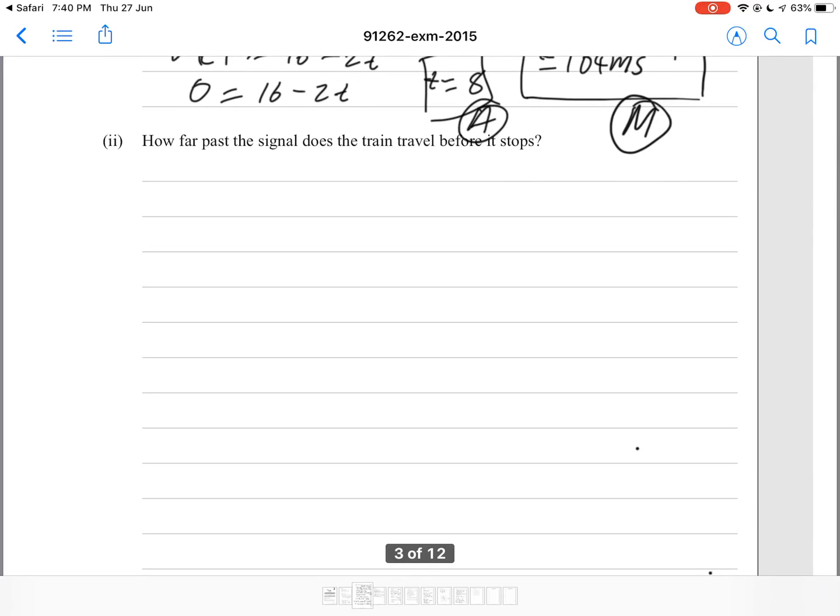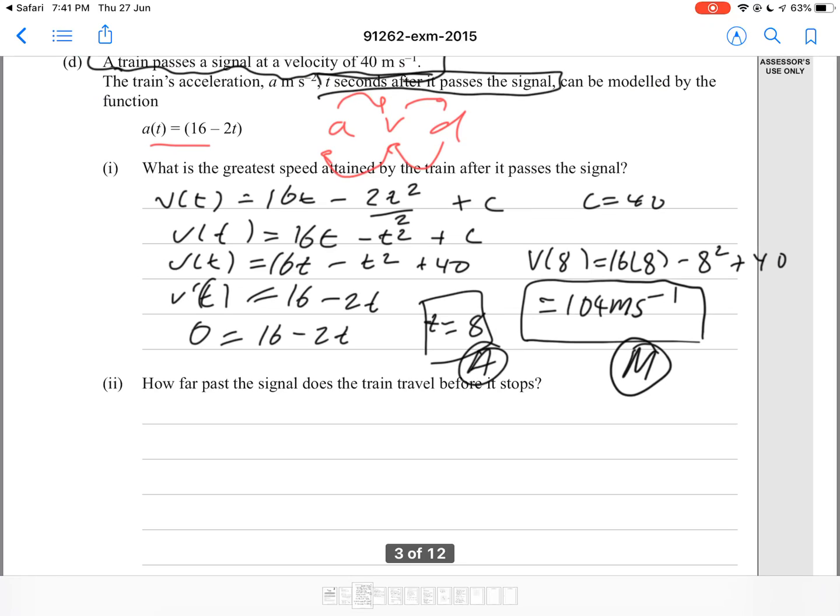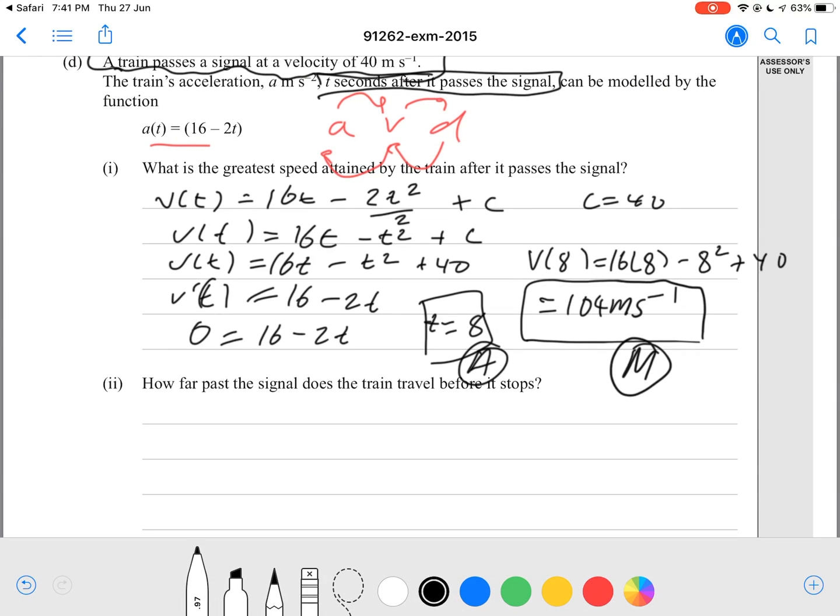Right, next question. How far past the signal does the train travel before it stops? Okay, so we're going to go back to our integration. Acceleration integrates and becomes velocity. If you integrate velocity, it becomes distance. We have our formula for velocity right now. So what do we have to do to our velocity in order to make it a distance formula? Yes, we have to integrate it again. We're going to integrate our v of t formula and get d of t.